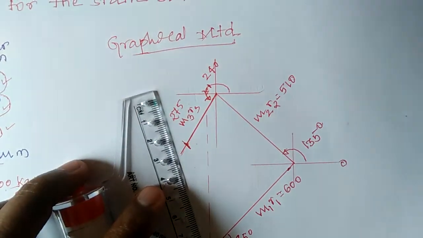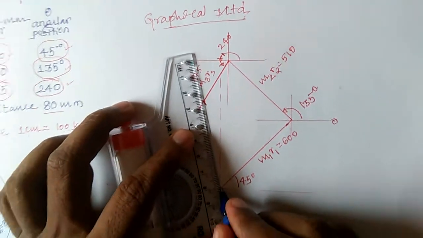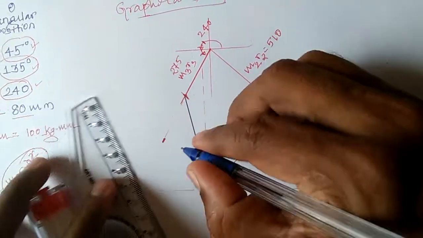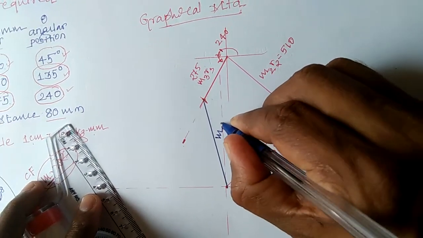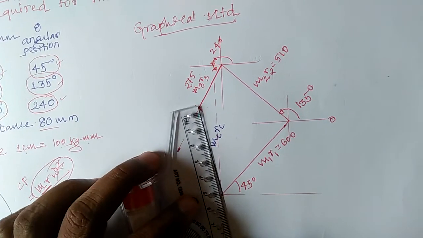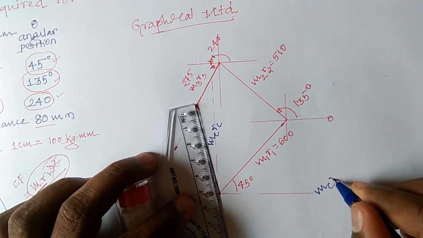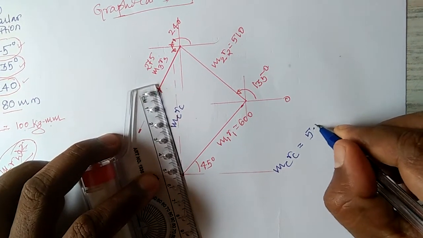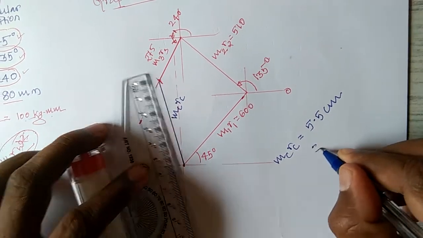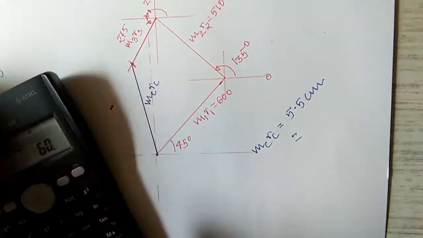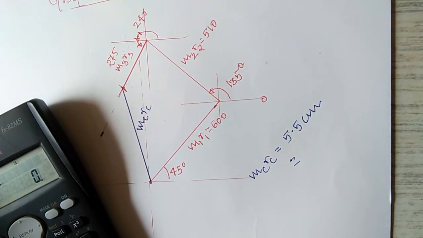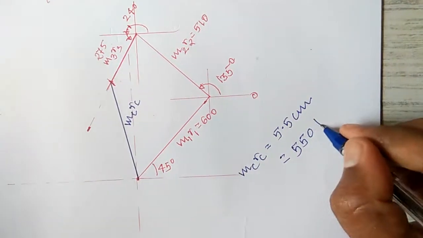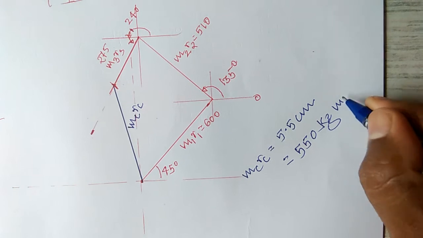From this one you have to draw the dotted line, in a different color pen. This is nothing but the counter mass, MC RC. How many centimeter does it come to? MC RC comes as 5.5 centimeter. 5.5 centimeter into 100, you have to multiply with 100, it comes as 550. Okay, 550, that is in kg mm.